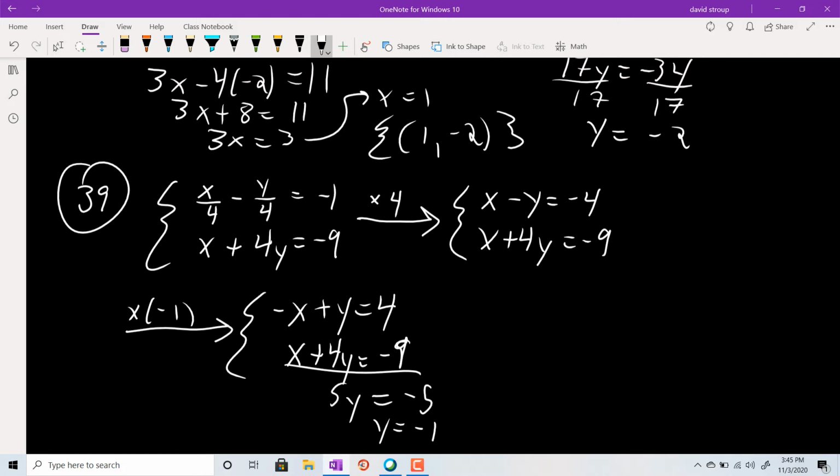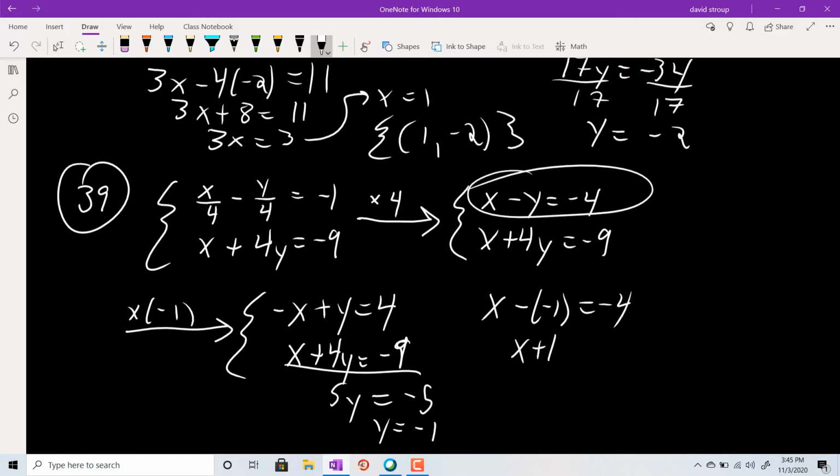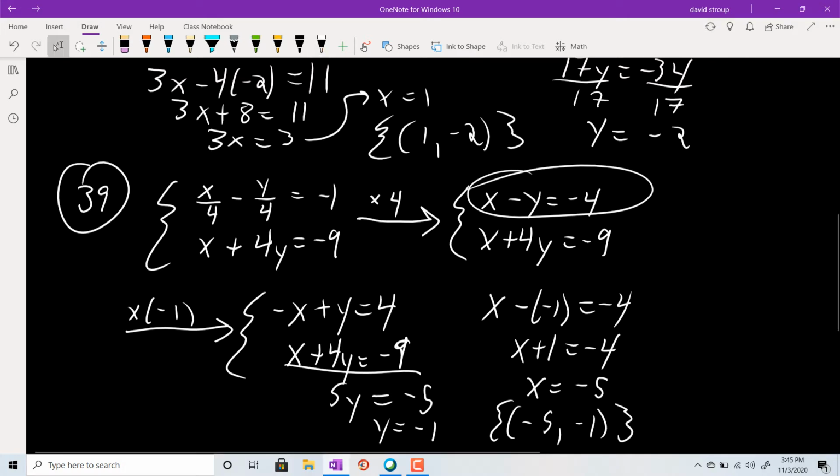And then you can pick any equation you want and just plug that in. I'm going to pick this guy because that seems real simple. x minus -1 equals -4. So x plus 1 is -4, and x is -5. So my solution this time is -5, -1. I was hoping to get an uglier solution out of it, but no such luck. Kind of a boring problem there.